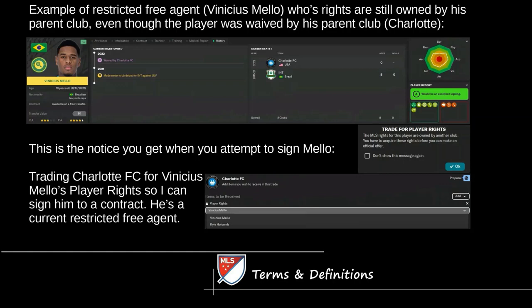Charlotte still owns his rights, and I didn't know that until I went to offer him a contract, and then here's what popped up. That little notice, which is the second image, popped up that said trade for player rights, and I'm thinking, are you freaking kidding me? I want to sign this kid. Oh, wait, maybe I'll wait until he goes overseas again, then I'll sign him. Nope, that doesn't work either because Charlotte still owns the rights to this kid, okay? That is a way that you'll know that another team owns the player rights.